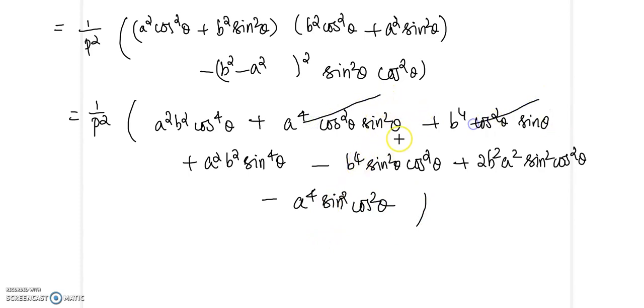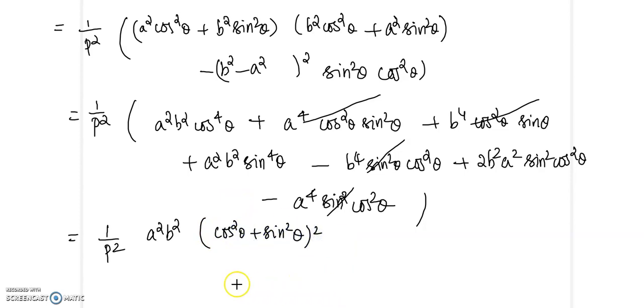So the terms cancel out. The remaining we have 1 by p square. Now a square b square is common in this. So the rest we can write as cos square theta plus sin square theta whole square. So this is equal to 1. So we get a square b square by p square.